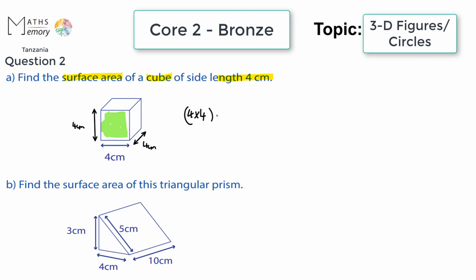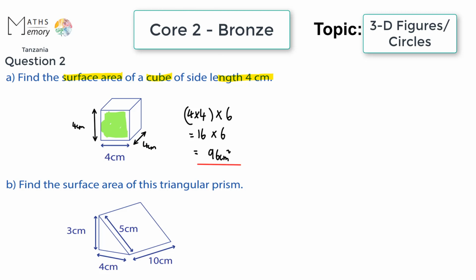And we times that simply by how many faces we have, which is 6. 16 times 6, this is a non-calculator question. You can do short multiplication, but if you do that, you'll get 96 centimeters squared. Remember, this is squared because it's surface area. That's pretty simple. 96 centimeters squared for this cube. Let's do part B now.